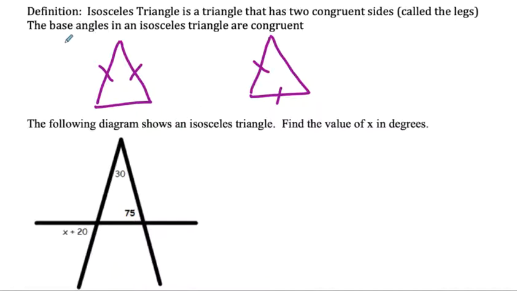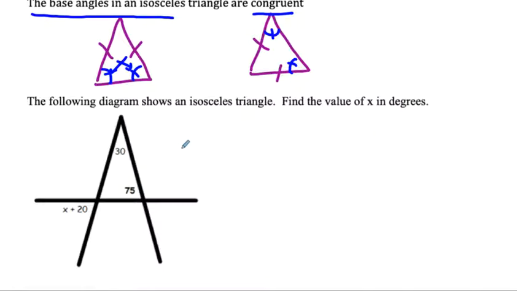But the interesting thing about isosceles triangles, which we're going to learn a bit later, is that their base angles are congruent. Their base angles are the angles across from the congruent sides. So this angle and this angle, or this angle and this angle. And again, they're across from the congruent sides. So this question says, the following diagram shows an isosceles triangle. Find the value of x in degrees.